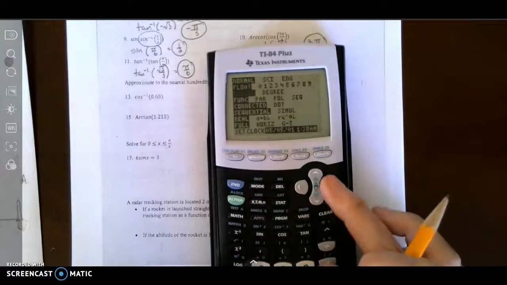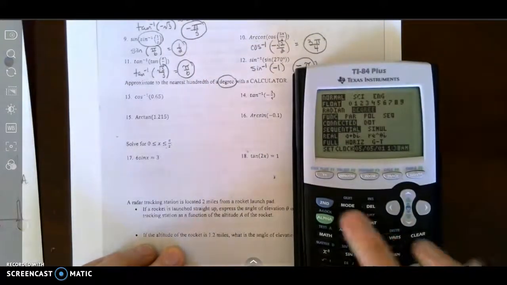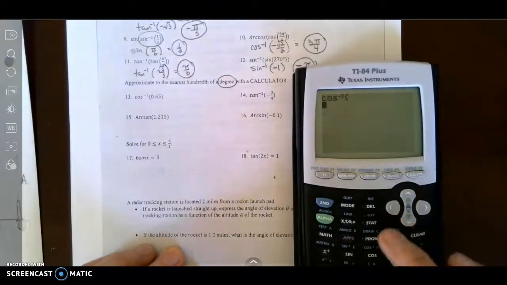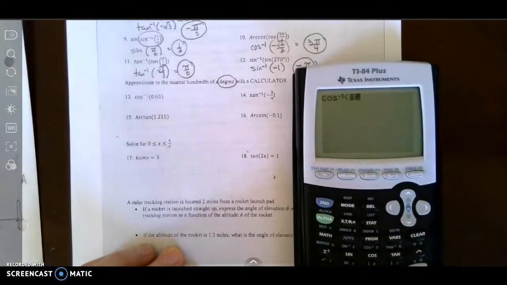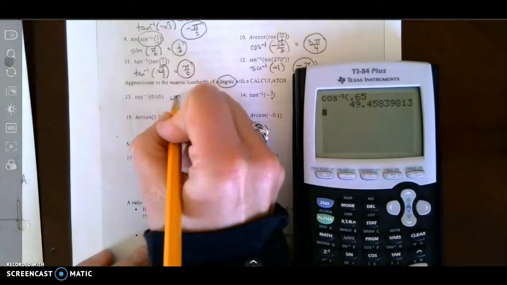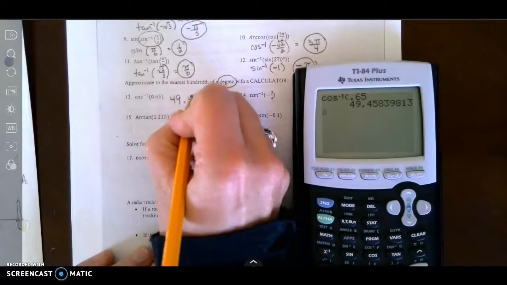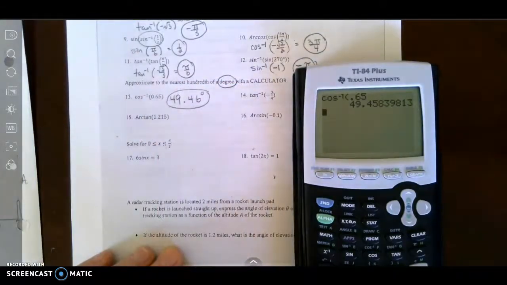Mine is not. Let me put it in degrees. And then I just type in inverse cosine. Oops, forgot to type in the rest of it. Inverse cosine of 0.65. And I get 49, hundredth is 2 decimal places, 0.46 degrees. Okay.